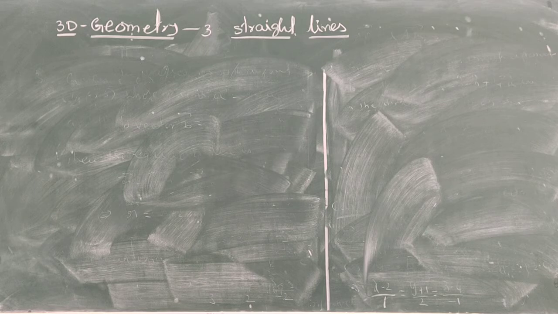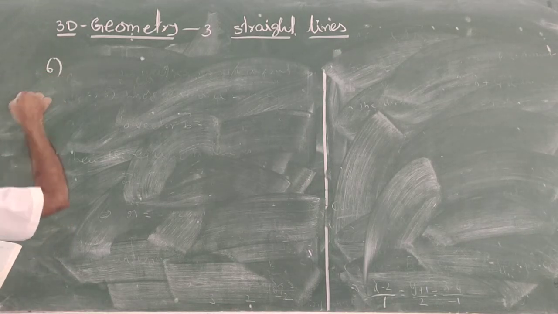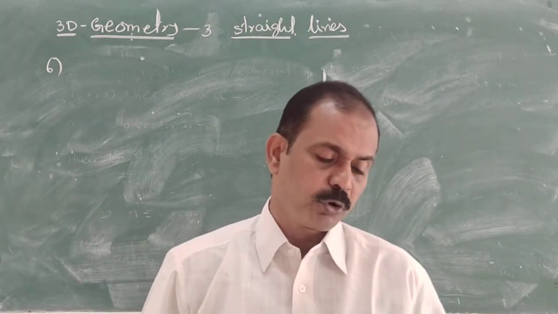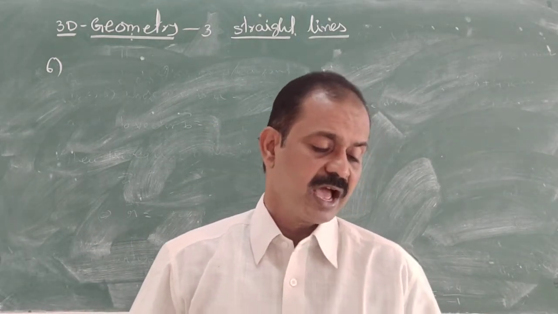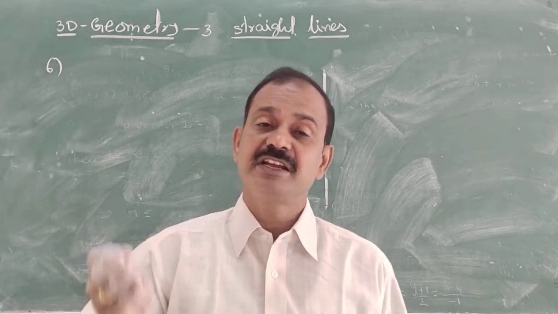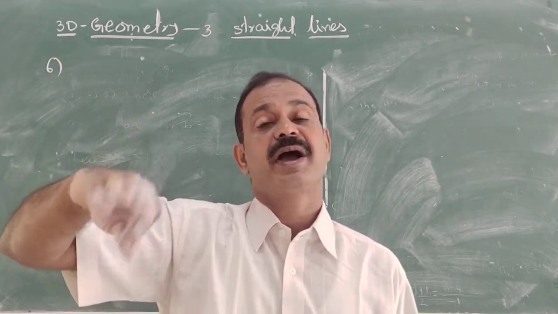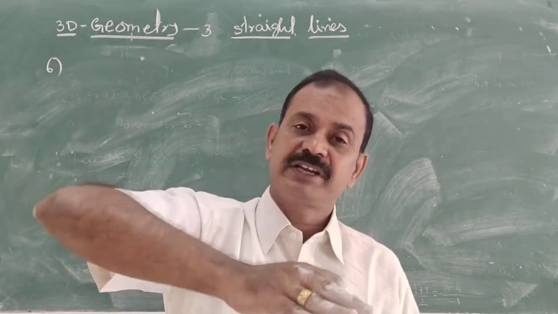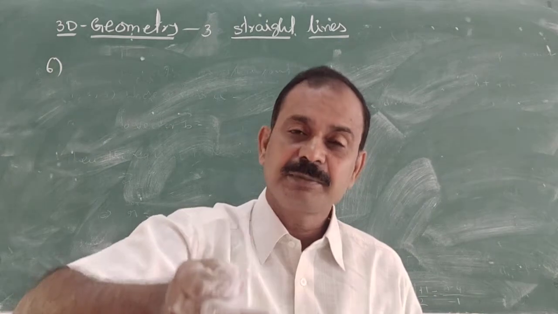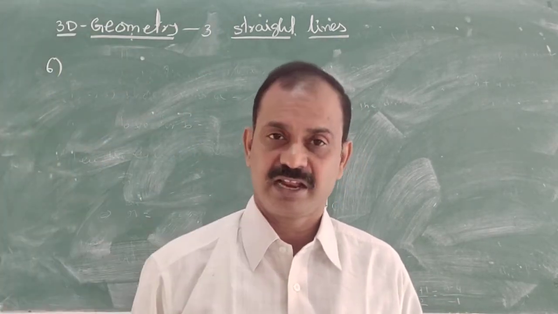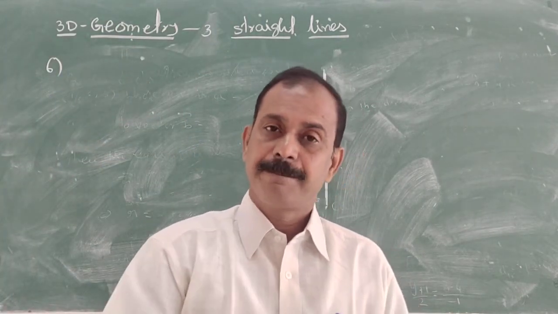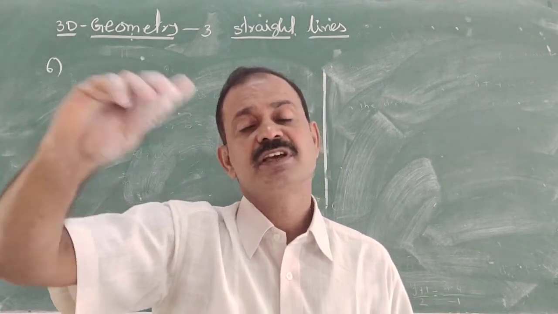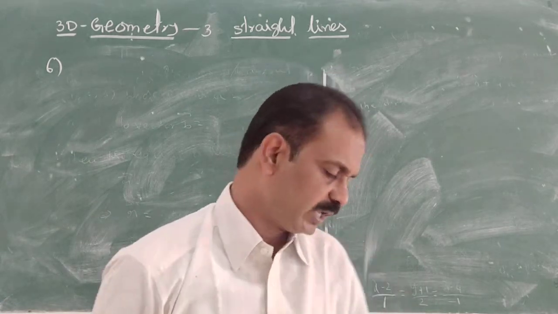Next, sixth one. Find the equation of the line which passes through the point. So the point is given and the line is parallel to the given line. The parallel vector is not given, the line is parallel to another line. When it is given parallel to another line, the parallel vector is nothing but the parallel vector of the other line. So once again I am repeating, the parallel vector is not given, but the line is parallel to another line. That means their parallel vectors are the same only.